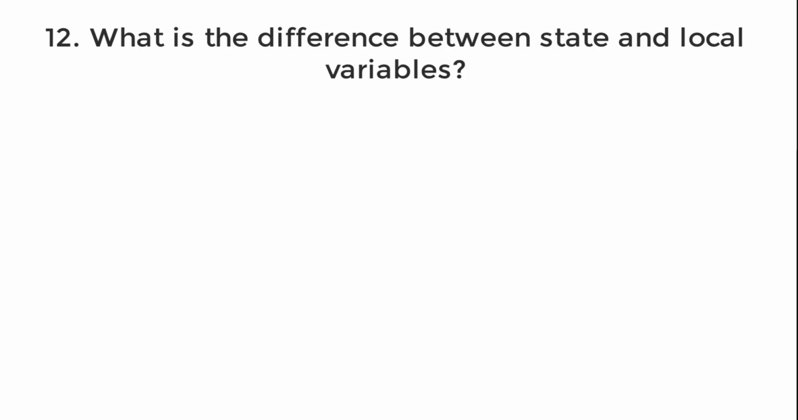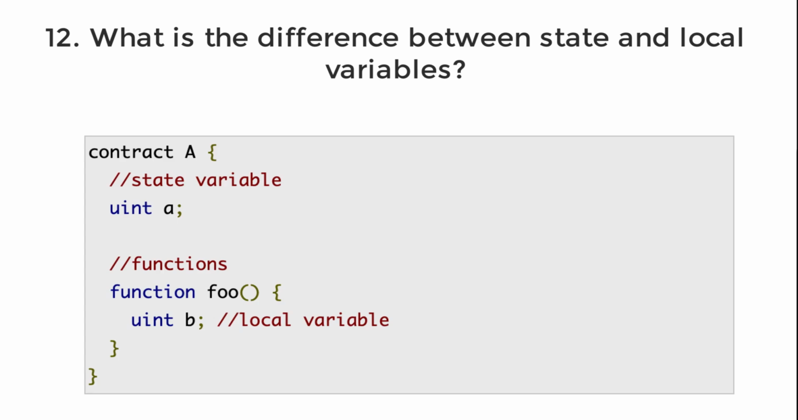What is the difference between state and local variables? State variables are persisted on the blockchain after a smart contract finished to execute, whereas local variables live only during the execution of a function.